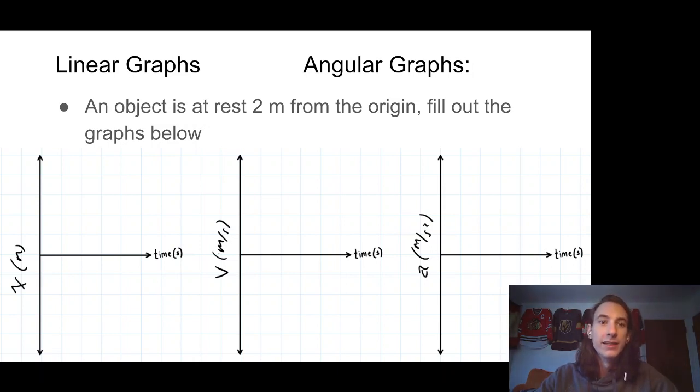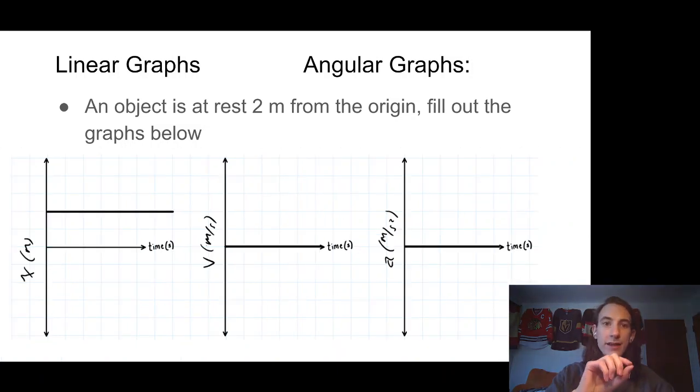If we were looking at a linear situation, say an object is at rest 2 meters from the origin, what would these position versus time, velocity versus time, and acceleration versus time graphs look like? Well, we can do this one pretty easily. It's 2 meters from the origin, so it has a constant position, a 0 velocity, and a 0 acceleration. It's not moving, it's not changing its meters each second, so velocity is 0, and if we're not changing velocity, we're not accelerating.